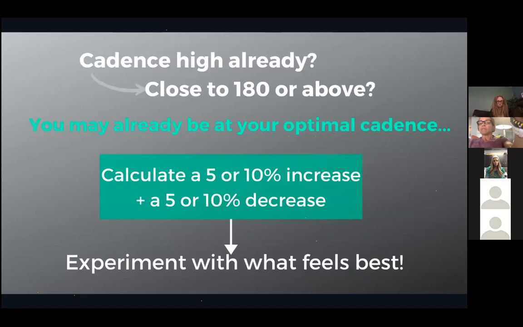And the overarching theme of a lot of what we teach is to experiment and see what feels best. Your nervous system, your body will adapt once it's been able to experience different things across the spectrum. So if you increase your cadence some and then you decrease it some, you'll find where it feels best to you. And then your running form will fall into place with that.